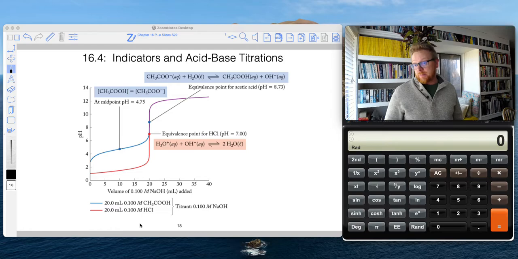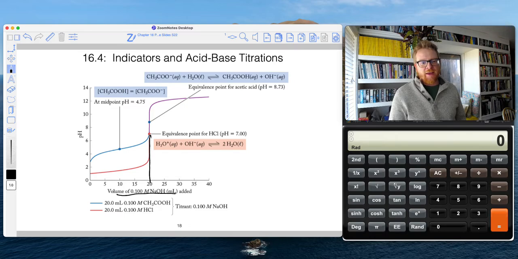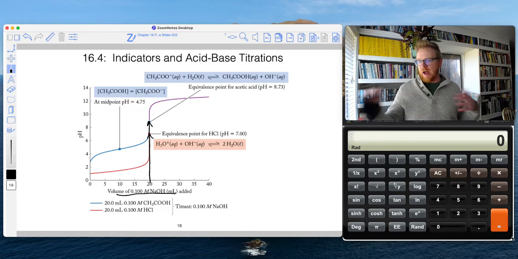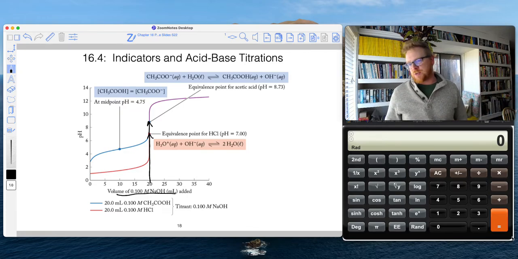at different pHs. If we look at the HCl situation, it's 20 mLs and 0.1 molar. You can see here that at 20 milliliters of added 0.1 molar NaOH, we hit each of the respective equivalence points, because remember, 20 mLs at 0.1 molar and 20 mLs at 0.1 molar will have the same H plus and OH minus concentrations.